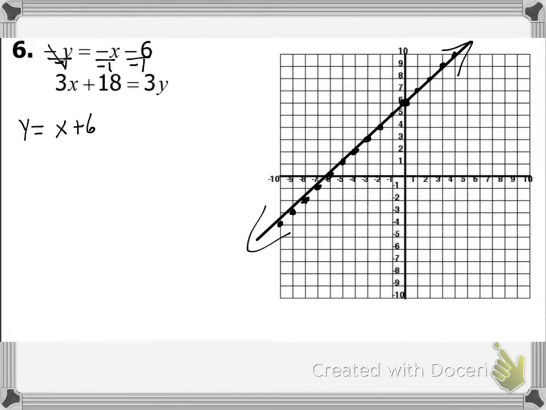Okay, second one. What do I need to do to get y by itself? Divide by 3 all the way around. So I get y equals 1x plus 6. What happens here? Oh my. Wow. They are the same. It's the same line. Would you look at that? So if I graph this line again, it's just going to be the same exact line, right?